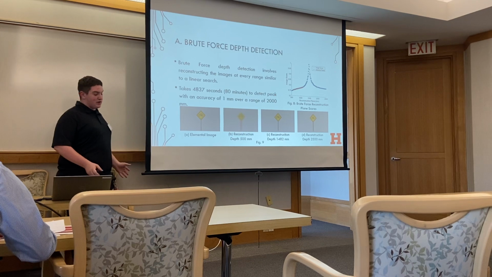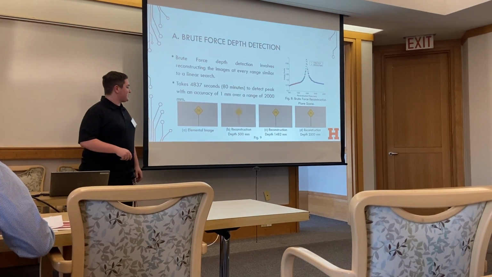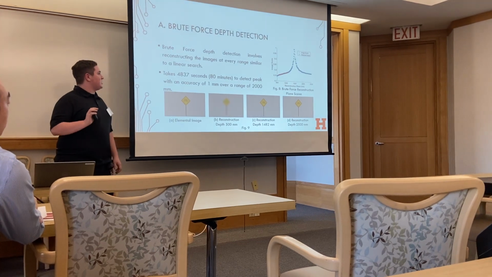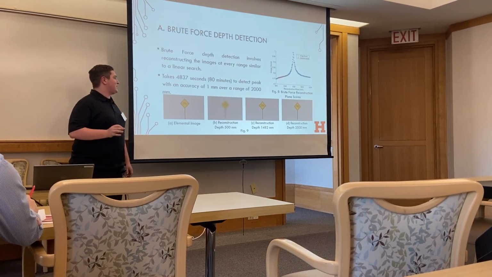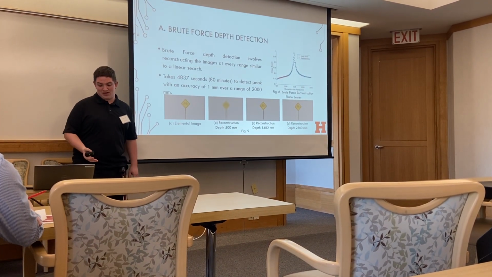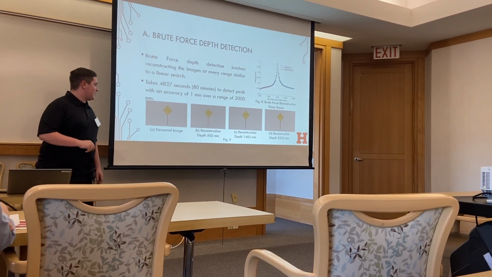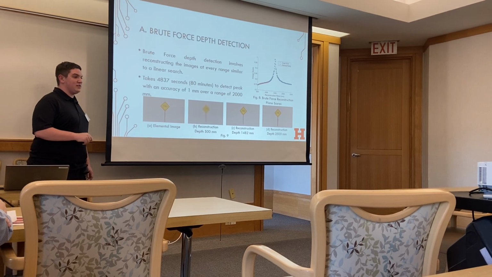However, this method is very slow. For this data set, which is the 5x5 road sign data set, it took around 80 minutes to detect the peak with an accuracy of 1 millimeter. So here in figure 9, you can see the elemental image. This is the road sign.